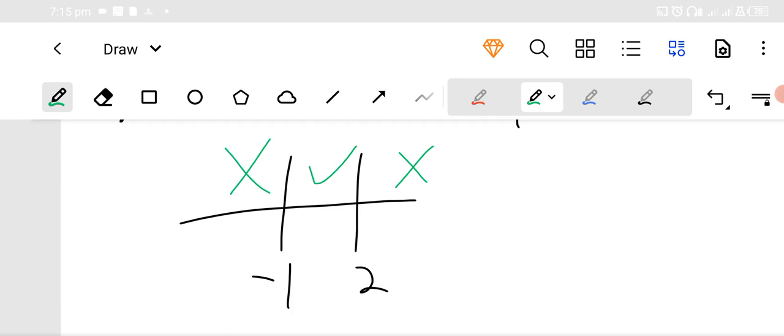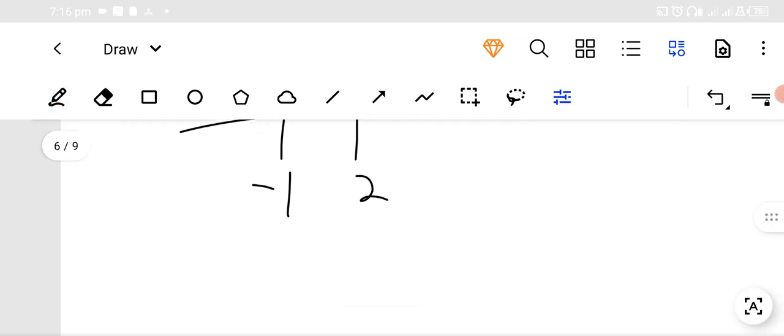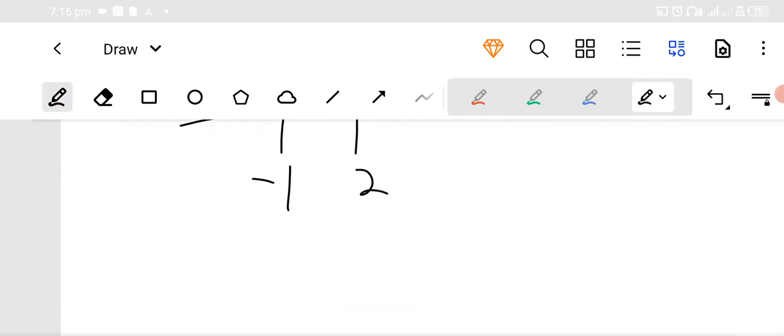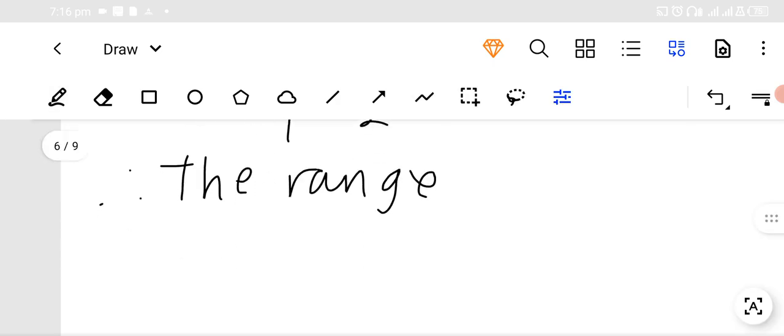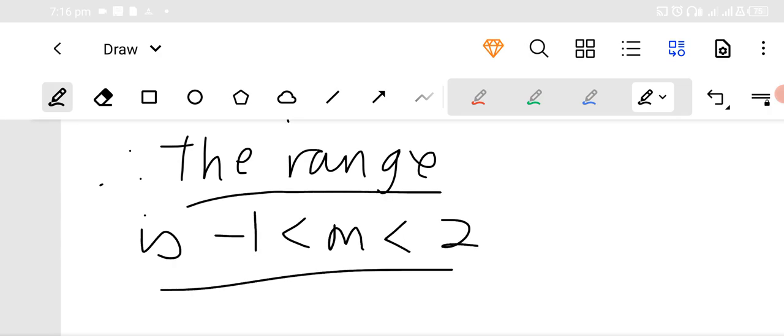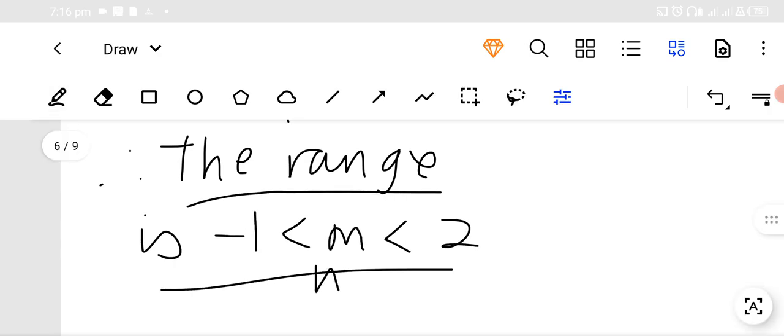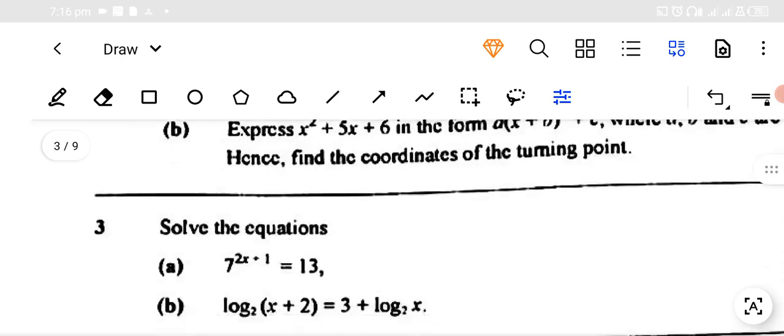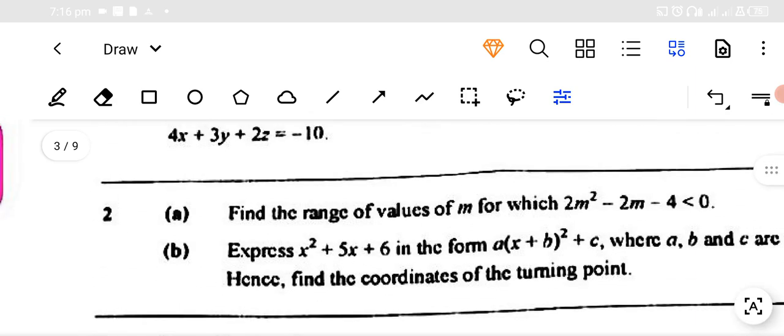You therefore draw a conclusion. Therefore, the range is negative 1 is less than m and m is less than positive 2 to satisfy the inequality. Then we go to the next question. As you can see, I've answered question A.